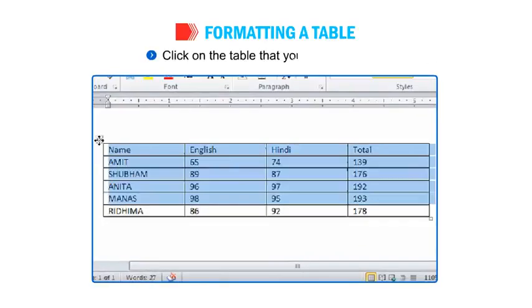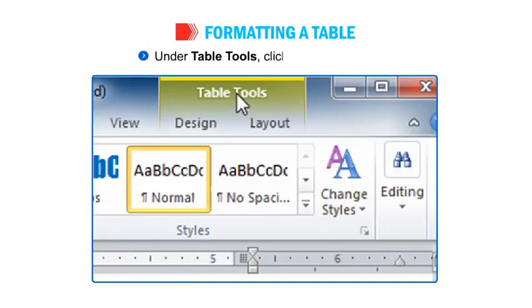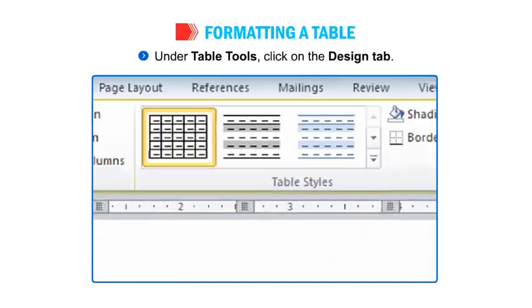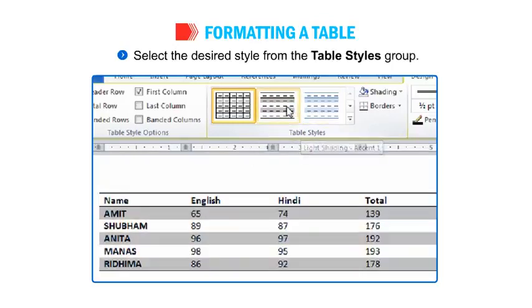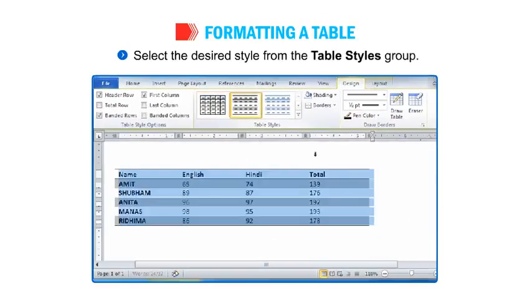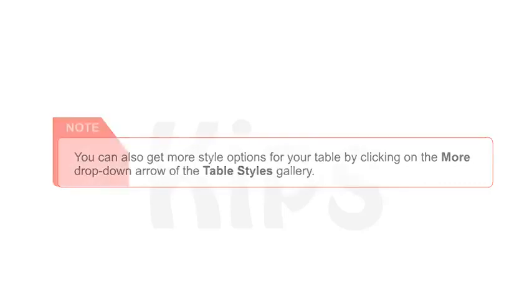Click on the table that you want to format. Under Table Tools, click on the Design tab. Select the desired style from the Table Styles group. Students, note that you can also get more style options for your table by clicking on the More drop-down arrow of the Table Styles gallery.